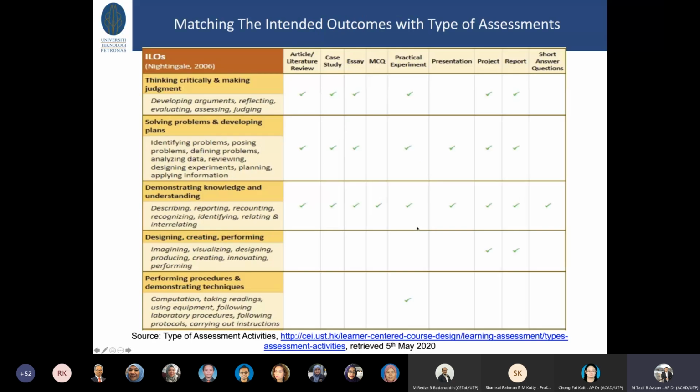These are the things that I would like to share with you. You can get this from the reference from this particular center in Hong Kong. There is also CITAL in one of the universities in Hong Kong. They have listed down the intended learning outcomes and the suitable assessments that you can pick together with them. For example, if you want the students to be able to think critically and make judgments of certain things, for example, developing arguments, reflecting, etc.